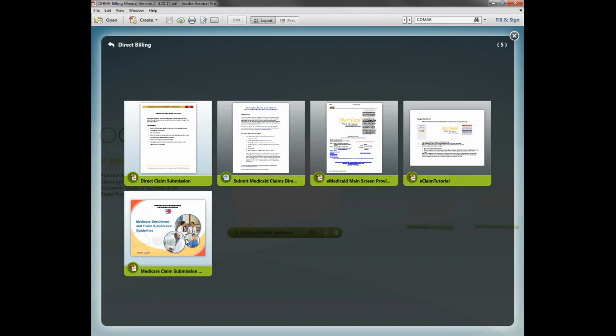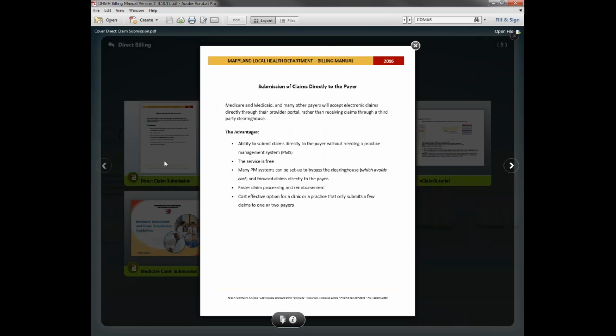And the last section on the billing software is being able to bill directly to the payers. Now, this is a way you can reduce some of your expense. We're finding that more and more the insurance companies want you to file your claims directly with them through their provider portals. So you can set this up with your practice management system. So instead of your claims going to the clearinghouse, they can be created in a file, and the file can go directly to the payer.